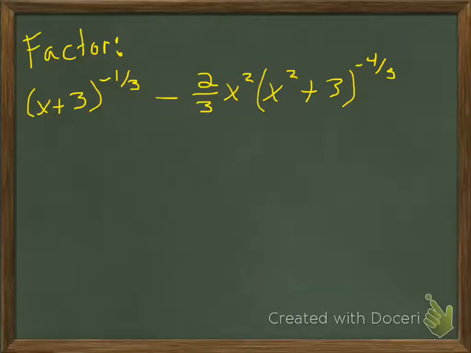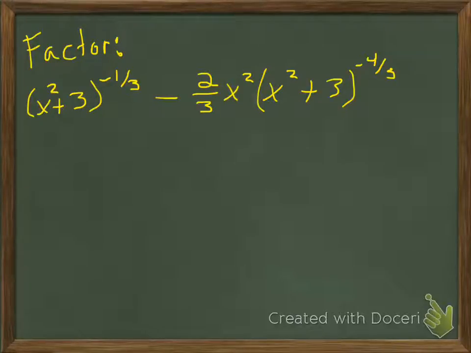Here's another video of examples of factoring out some sort of algebraic expressions where we have some negative exponents. So we're going to go ahead and go after the negative exponent. Here we have (x squared plus 3) to the minus 1/3 minus 2/3 x squared times (x squared plus 3) to the minus 4/3.